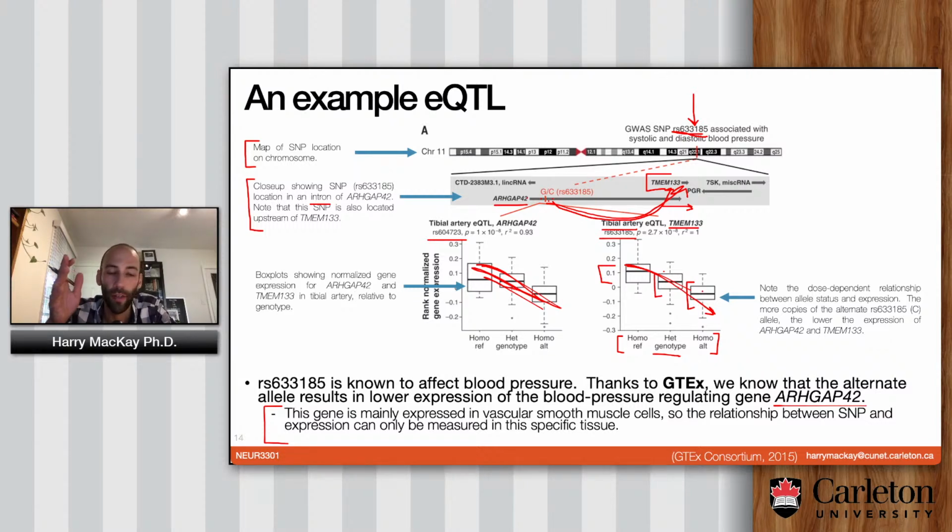If you were to look at this relationship in the muscle, it wouldn't be there. Blood pressure is largely a vascular thing, so in order to understand, you have to look in the vascular system. That is what I'm getting at here. And it would be invisible to you if you didn't do this. So thank you to GTEx for going through this and doing all of this work for us. Now we can use this database and look at where genes are expressed and how they vary depending on your genotype.